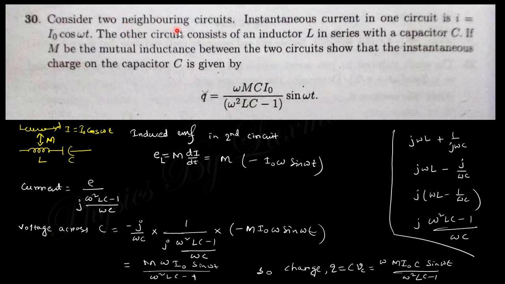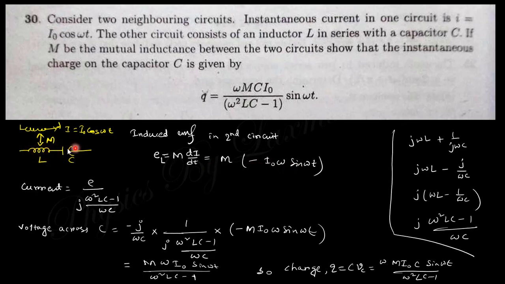Consider two neighboring circuits. The instantaneous current in one circuit equals like that. So this is a circuit where the current varies like that. The other circuit consists of an inductor L in series with the capacitor C. If M is the mutual inductance between the two circuits, find the instantaneous charge on the capacitor. Since this current is varying, due to mutual inductance in this coil, the EMF induced will be M di dt, which is the EMF induced along this direction.